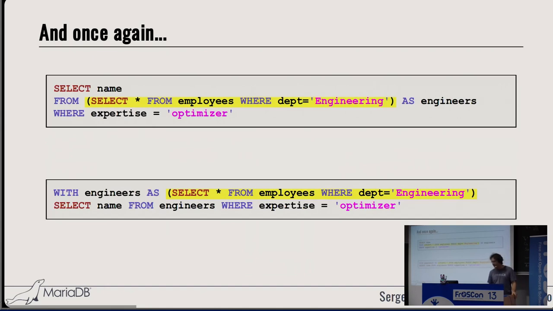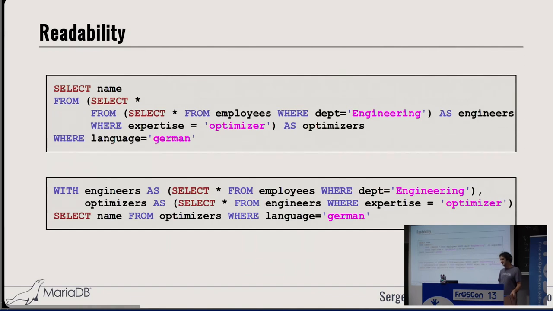For example, let's imagine that from those people who know something about optimizer, we want to find those who can speak German. Then we would need to wrap this query in yet another subquery, and then select from those optimizer guys those whose language is German. This looks pretty simple on this slide, but if you think of some real-world example query where each of the subqueries is like 4 screens long, then it's getting very difficult to read, and they're getting indented, and if you look at any particular screen, you don't even know what subquery it belongs to, and you need to scroll back and forth to find the boundaries and parents and so on.